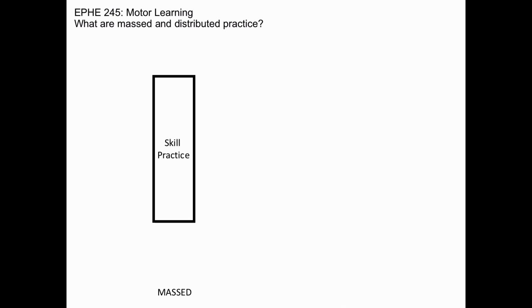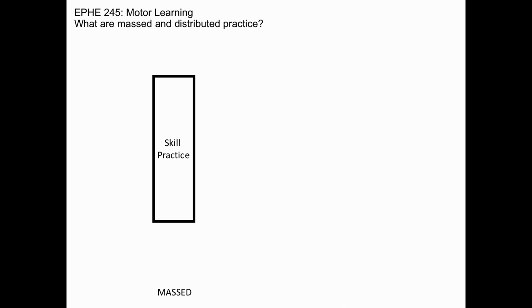What are massed and distributed practice? Imagine that you have some amount of time, say 30 minutes, that you're going to devote to skill practice. Doesn't matter whether you're talking about a sports skill like shooting a basketball or studying for your next calculus exam. We're going to call that mass practice, that you've spent some amount of time studying or practicing one skill.